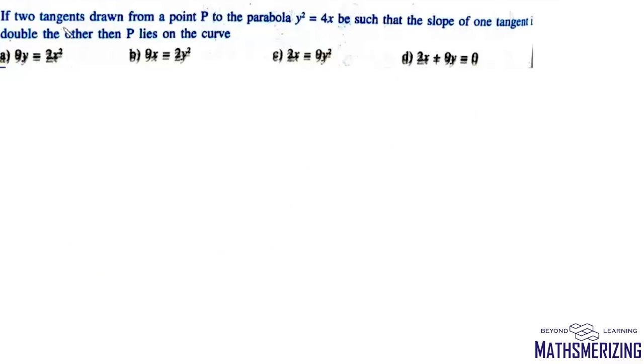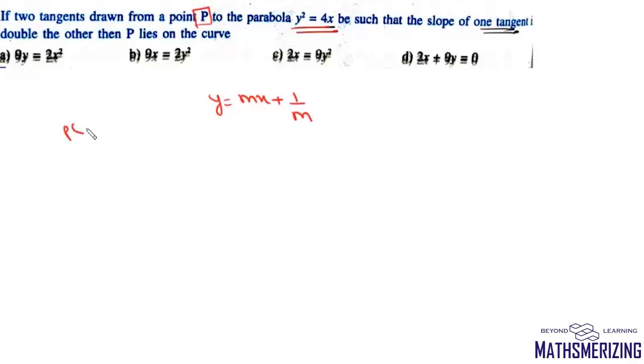Now the question is, if two tangents drawn from a point P to parabola y square equals 4x be such that slope of one tangent is double the other, then P lies on the curve. So it's a locus problem. So we know that equation of any tangent to this parabola is y equals mx plus a. A in this case is 1 by m, and we need to find two tangents drawn from point P.